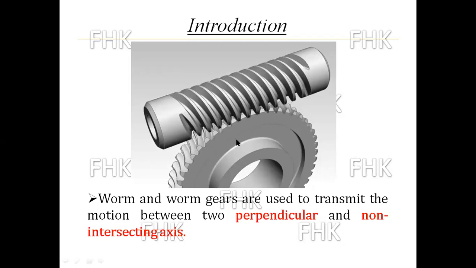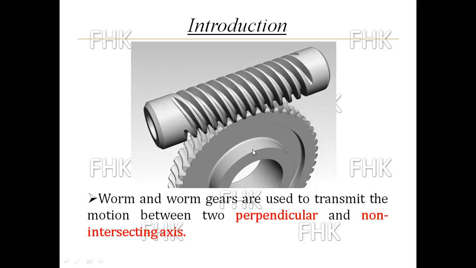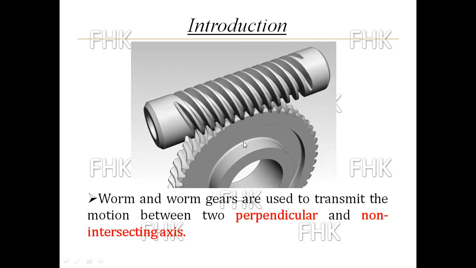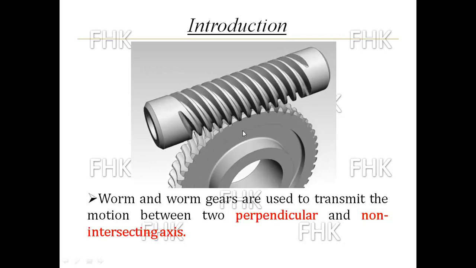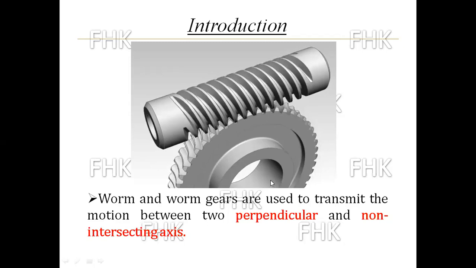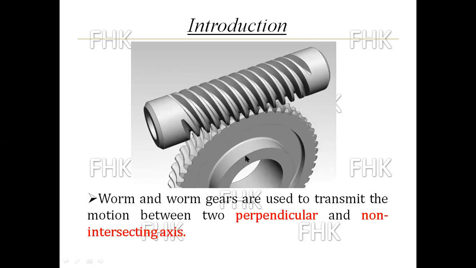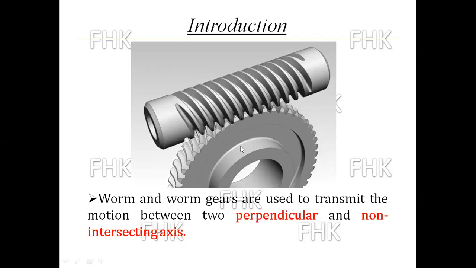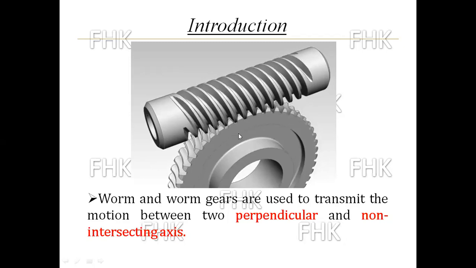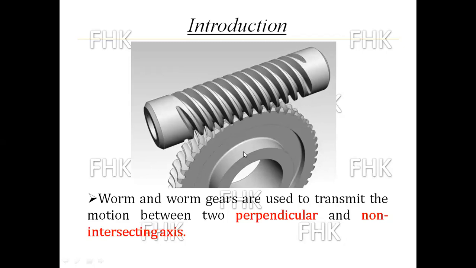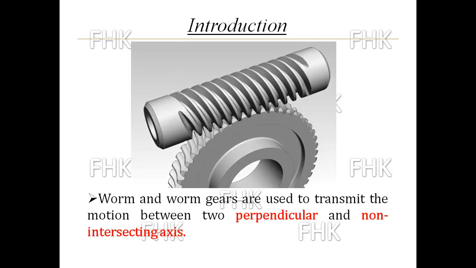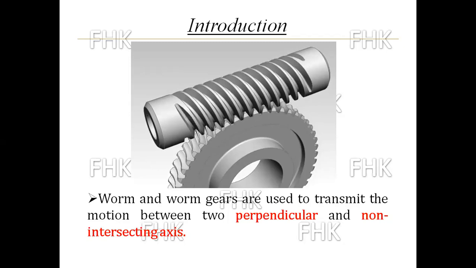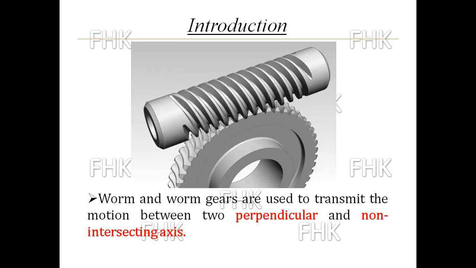So they are perpendicular to each other, but at the same time these are non-intersecting axes also, because the axis of the worm and the axis of the worm gear are in two different planes, and these planes are perpendicular to each other. So whenever you have to transmit motion from one plane to another, worm and worm gear drive are used.